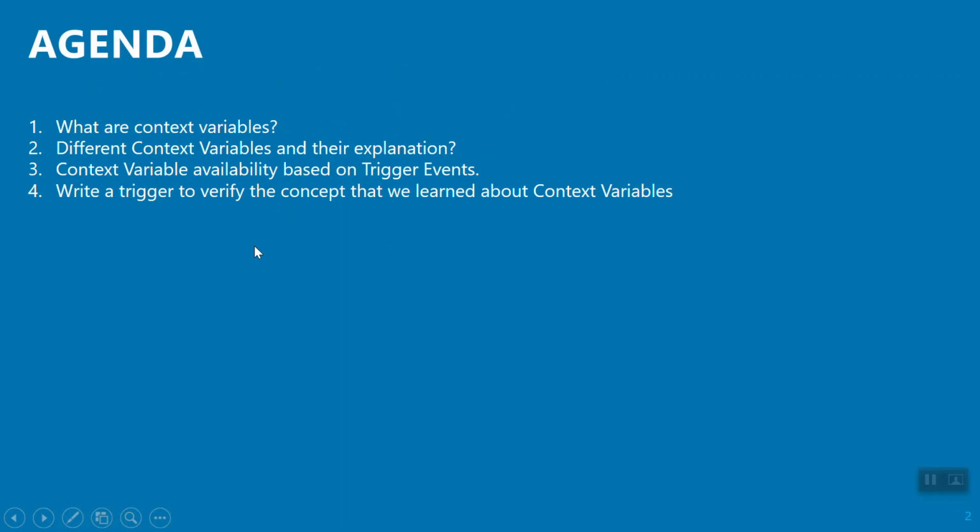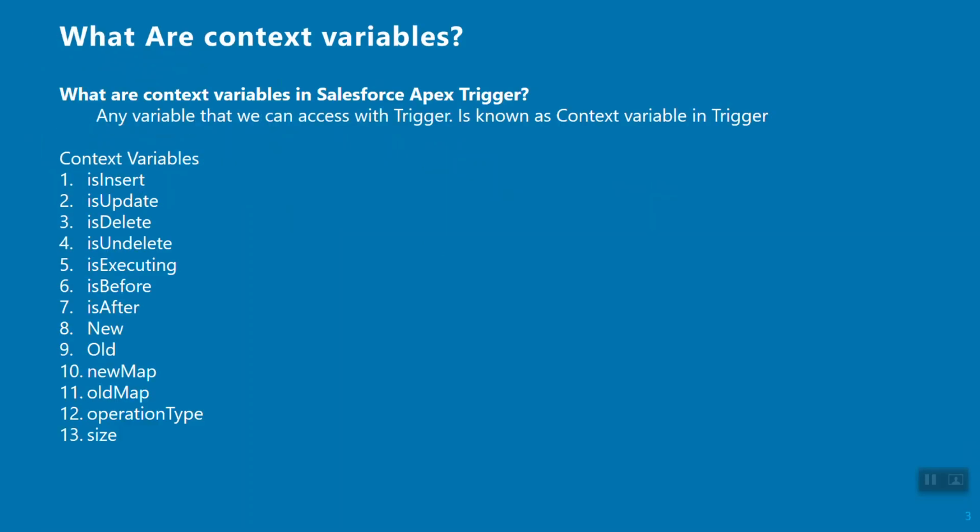So today's agenda is we will see what all the context variables are. We will see the explanation. We will learn when and how those variables are available, and at the end of this tutorial we will see the practical example of all the context variables with the help of a sample trigger. So let's start with the context variable introduction.